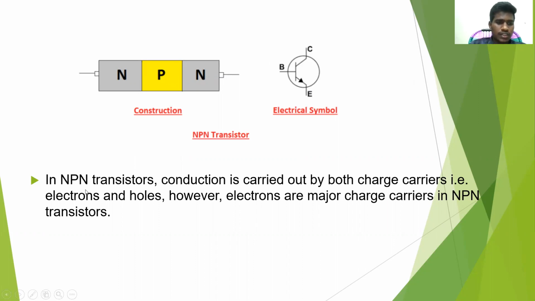In an NPN transistor, conduction is carried out by both charge carriers, that is electrons and holes. However, electrons are the major charge carriers in an NPN transistor. In n-type material, the majority carriers are electrons and the minority carriers are holes. In p-type material, the majority carriers are holes and the minority carriers are electrons. This is the main thing we have to remember.